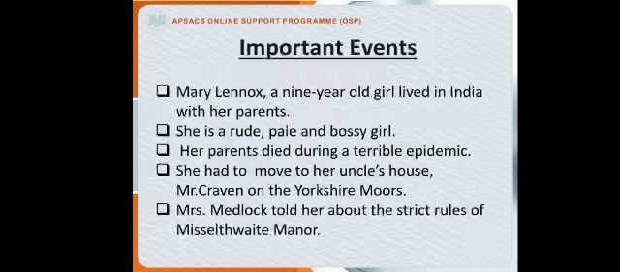Important events of chapter number 1. Mary Lennox, a 9-year-old girl, lived in India with her parents. She is a rude, pale and bossy girl. Her parents died during a terrible epidemic. She had to move to her uncle's house, Mr. Craven, on the Yorkshire moors. Mrs. Medlock told her about the strict rules of Misselthwaite Manor.